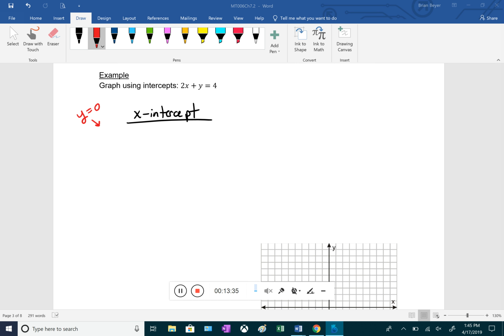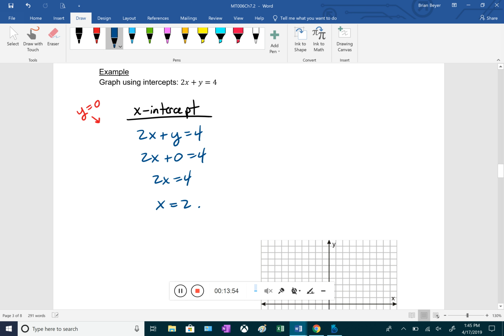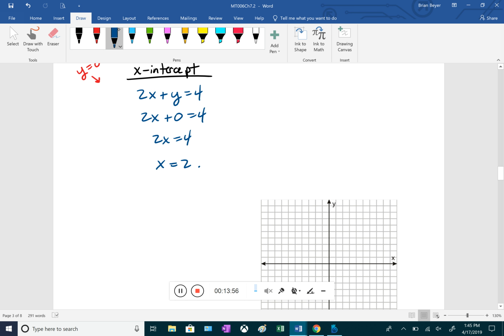So if we're finding the x-intercept, that means y is going to equal 0. So 2x plus y equals 4. We plug in a 0 into y, and we get 2x equals 4. Divide both sides by 2, we get x equals 2. So there is our x-intercept. We can write that as a coordinate if we want. It would be (2, 0), but you don't have to.